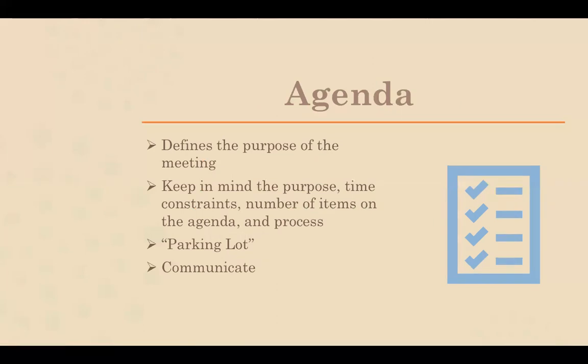So once you've figured out the purpose and the participants, next is creating an agenda. So an agenda defines the purpose of the meeting. And so when keeping in mind the purpose, you're going to want to think about the time constraints. So how long do you have to meet? How long is going to be too long based on everyone's schedule or how much you have to discuss? And then also thinking about the number of items on your agenda and then the process.